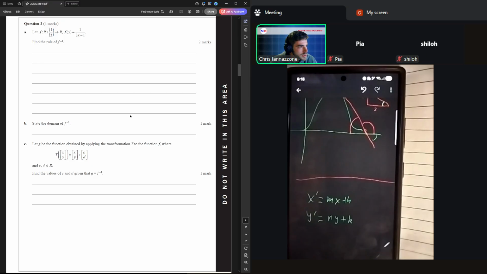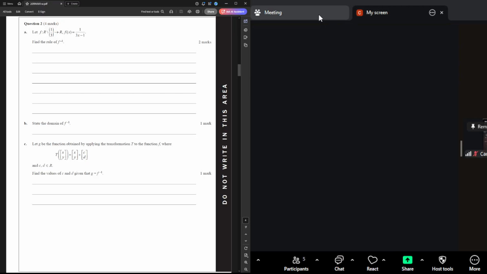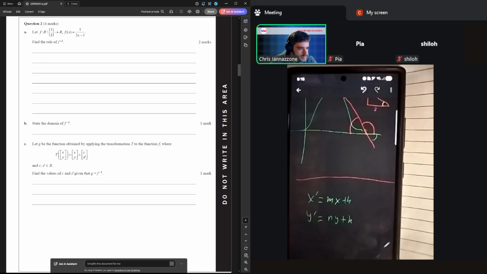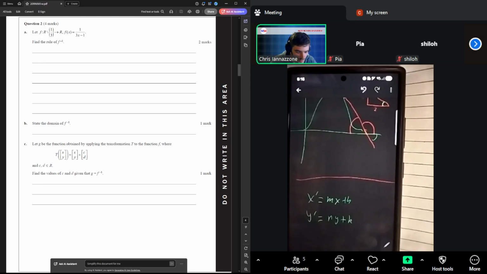So let's start with question 2 instead. Find the rule of f inverse. Right, I should probably drop it in the chat. That'll help.